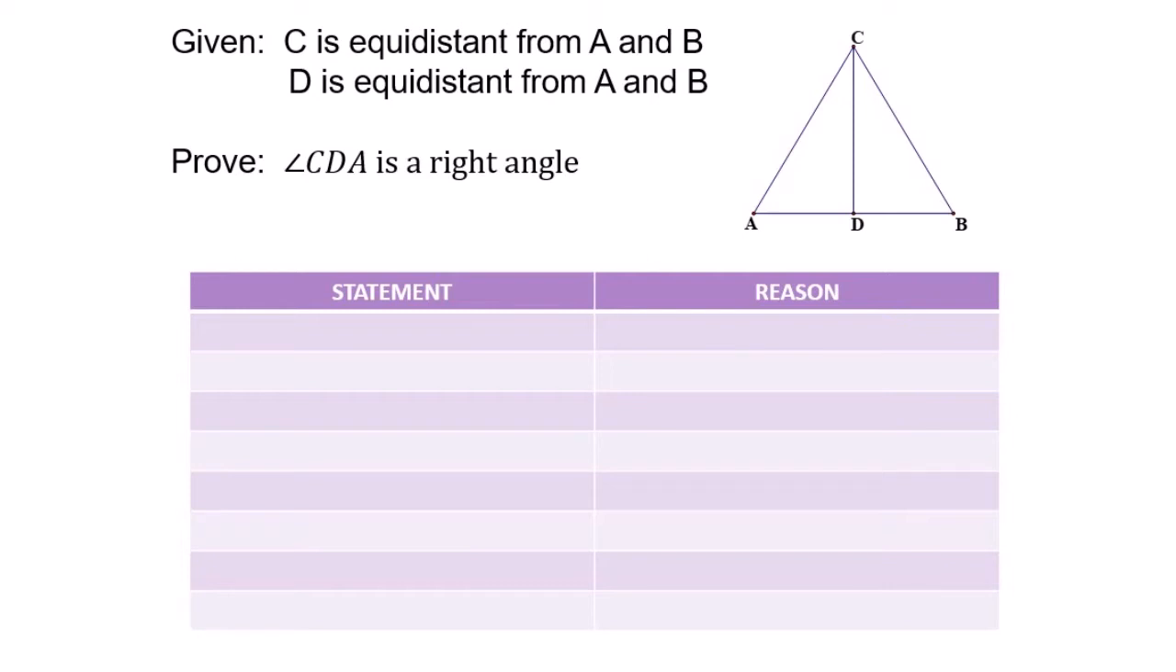All right, so let's start out with the givens. So C is equidistant from A and B, and D is also equidistant from A and B. Just use the tick marks there since we're saying the same thing. And those are givens.